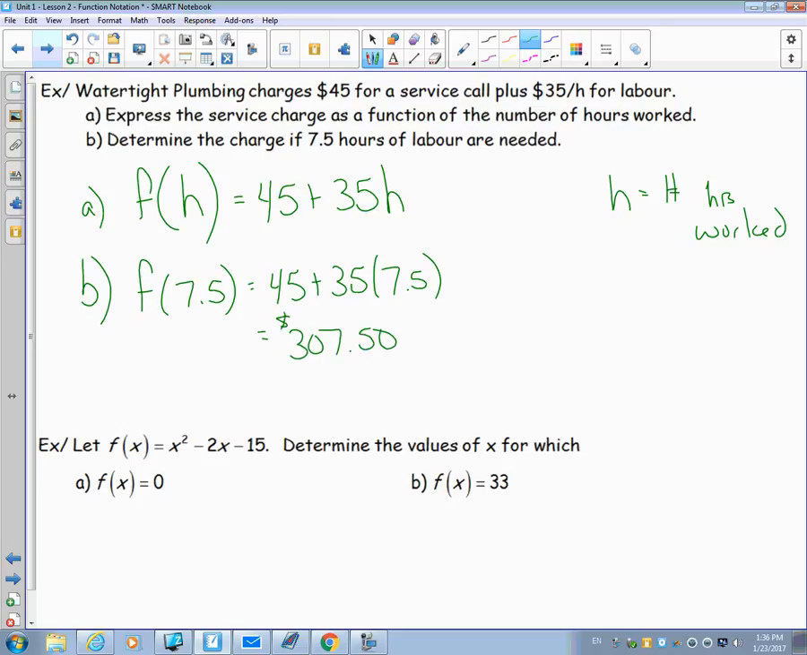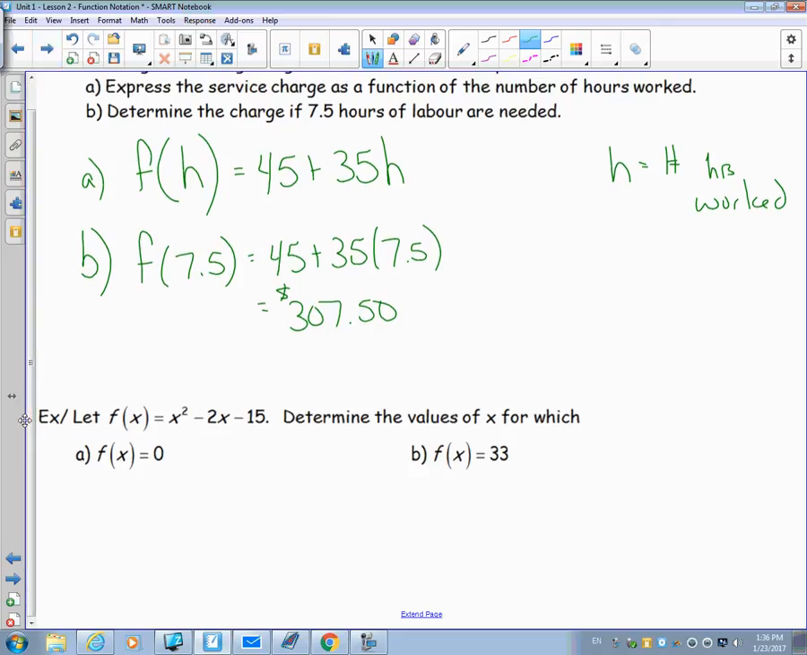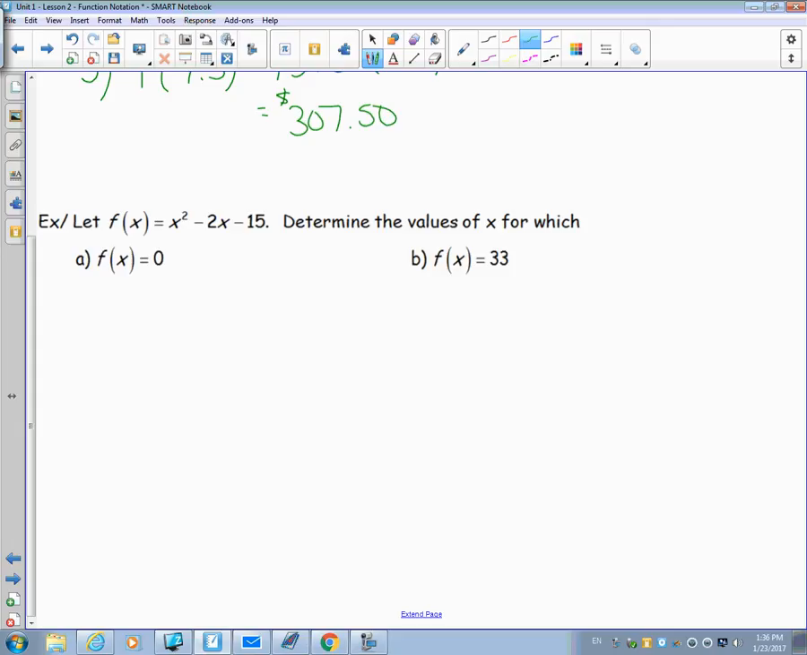Okay, last little piece. And this is a little tricky. So I've got a function. It's a quadratic. We know quadratics are functions. Find the values of x for which f at x equals 0. So I need to take the 0 and I need to put it in for f at x. I know they're equal to each other. So I'm left with this. A quadratic that needs to be solved.